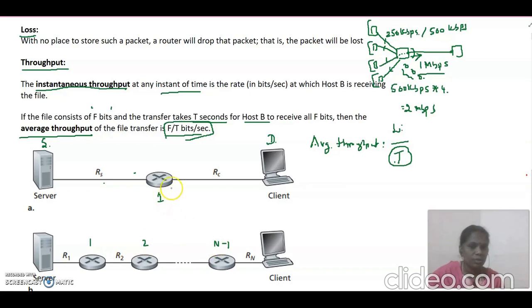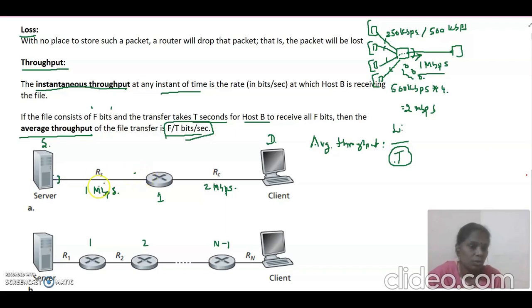If it is so, we cannot find it out directly, and moreover these links are also heterogeneous links. Assume in this case this is a 1 megabit per second link, and this is a 2 megabits per second link. If it is so, the server can inject the data based on the capacity of the link. What is the capacity of the link here? 1 megabit per second.